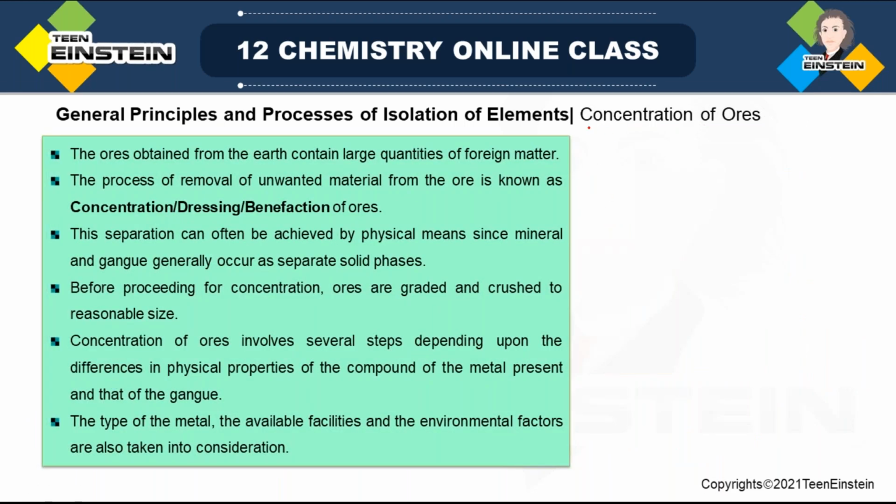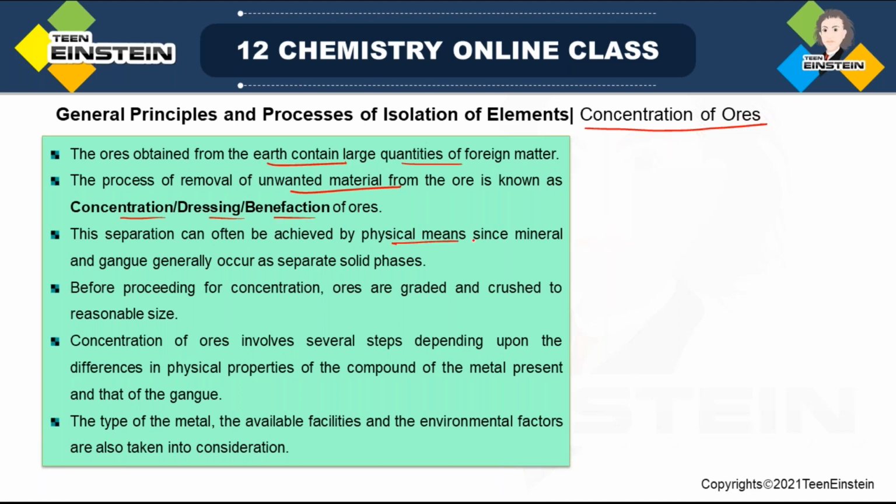So the first step is concentration of ores. We will see some detailed features of this process. The ores that we have obtained from the earth will obviously contain large quantities of foreign matter, which are not required. The process of removal of this unwanted material from the ore is known as concentration. You can also call it dressing or benefaction.